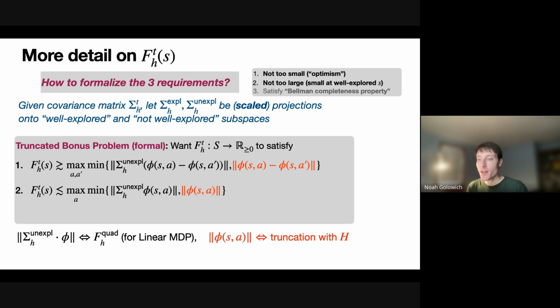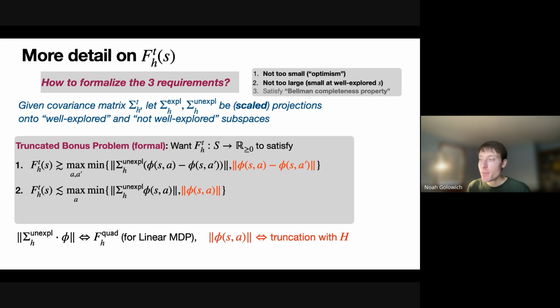Roughly speaking, the term which is sigma unexplored times the features phi should be thought of as an analog of the quadratic exploration bonus in the context of linear MDPs. Recall that the quadratic exploration bonus was upweighting feature vectors which point in more unexplored directions. And that's exactly what we're doing here. We're basically downweighting all well-explored directions to 0 and upweighting all unexplored directions to some fixed scalar constant.